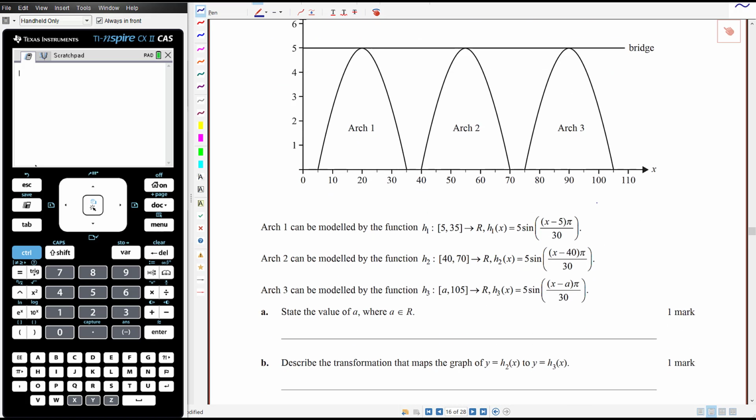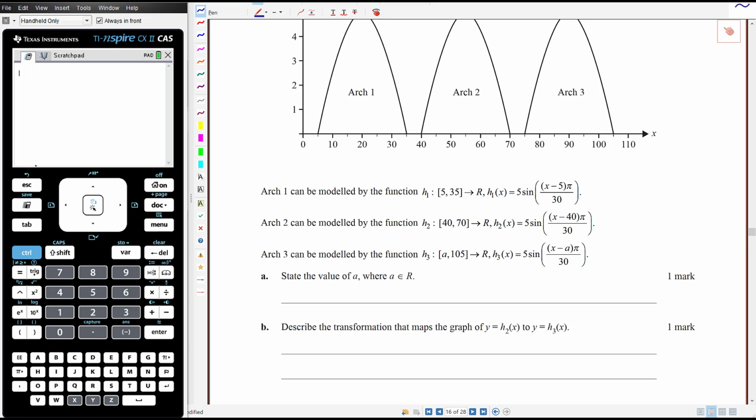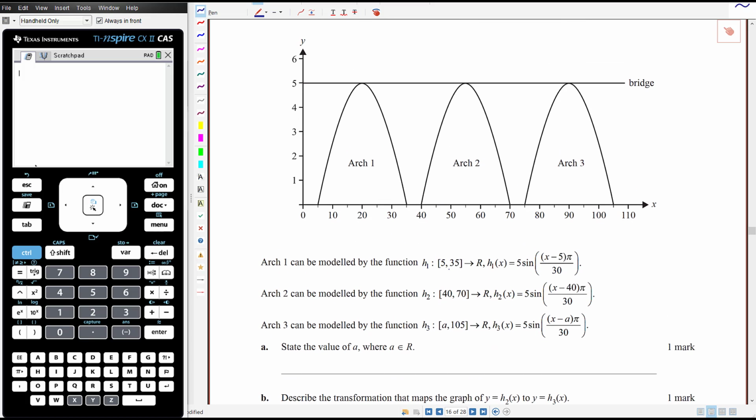Arch 1 can be modelled by the function h1, Arch 2 can be modelled by h2, and Arch 3 can be modelled by h3. Arch 1 only has a domain from 5 to 35, and it is this particular sine function, where we can see there's a translation to the right by 5, which is how we're getting the sine function to start here. Here we're then translating to the right by 40, which is how we're starting here and here.